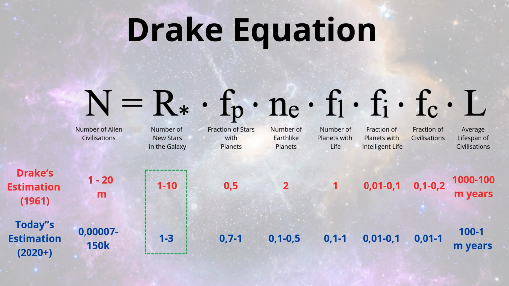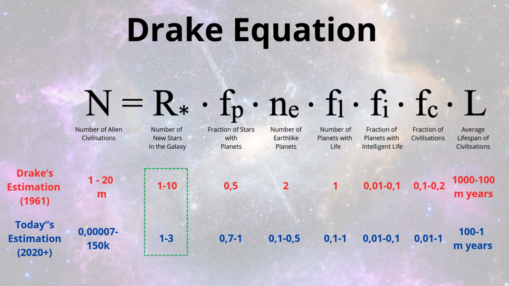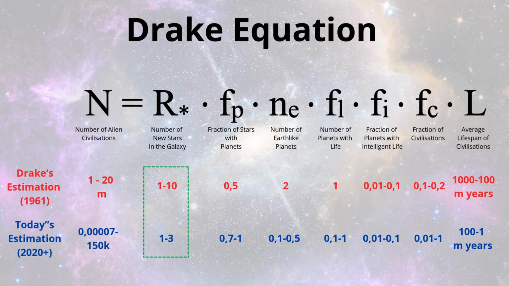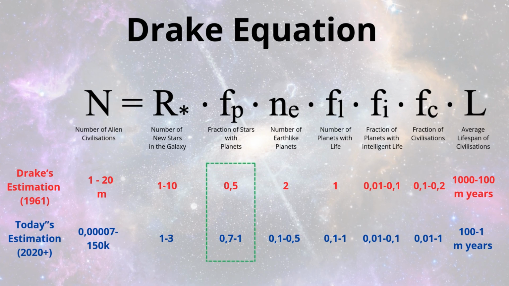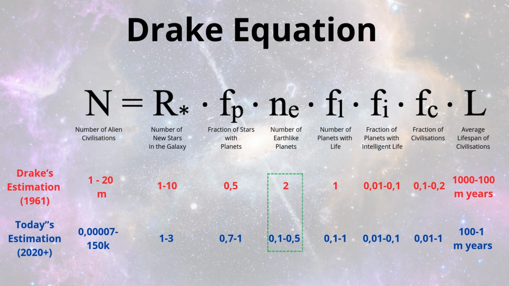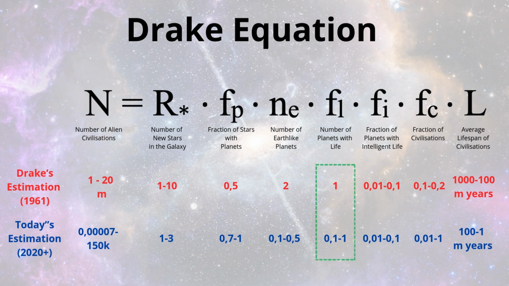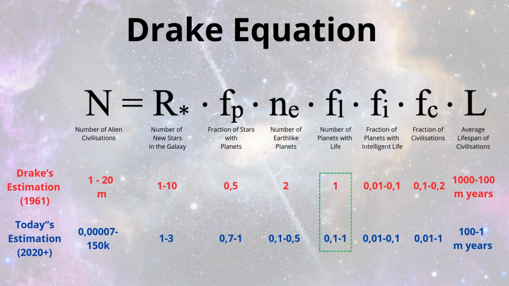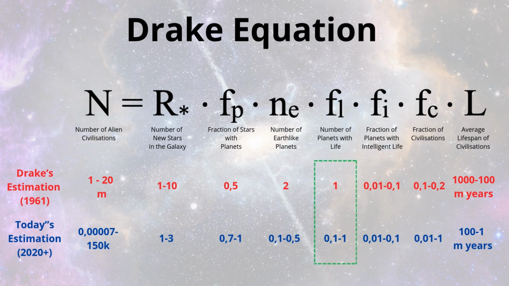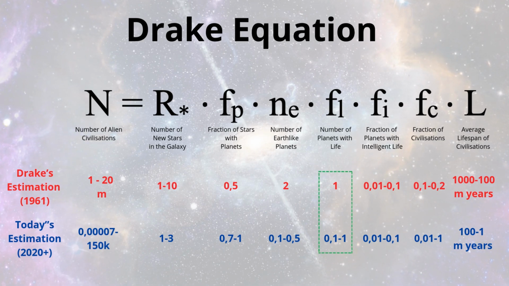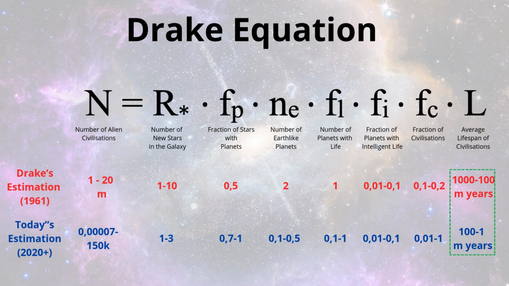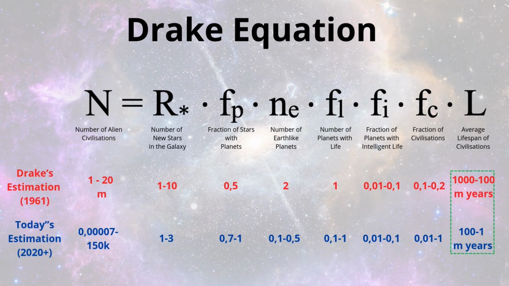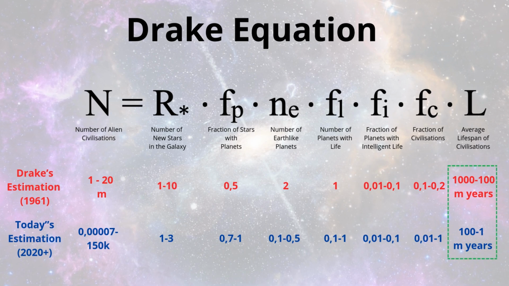As we can see, Drake likely overestimated the number of stars forming annually, while underestimating the fraction of stars with planets. He also slightly overestimated the number of habitable planets per system and assumed that life inevitably arises wherever conditions are suitable. For other parameters, today's scientists have generally been more conservative and introduced wider margins of error.